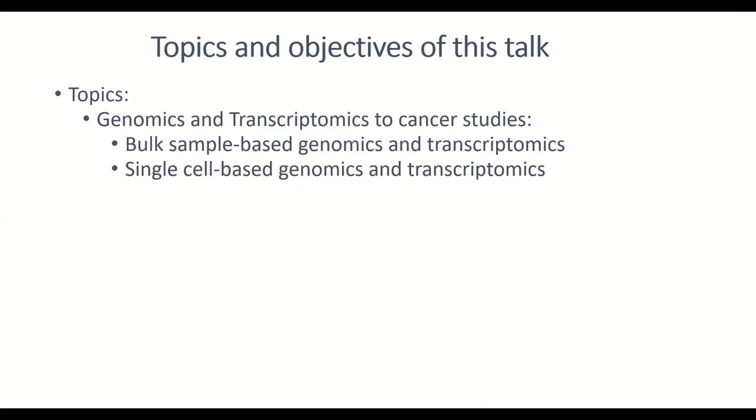In the single cell approach, the data is generated based on single cells. There's a huge difference, so I will show you the difference between bulk-based genomics and single cell-based genomics. This is the first topic I will present. The second topic is epigenomics in cancer study, because at the DNA level there are lots of changes in terms of methylation and histone modification. This is why epigenomics is very important to cancer study.